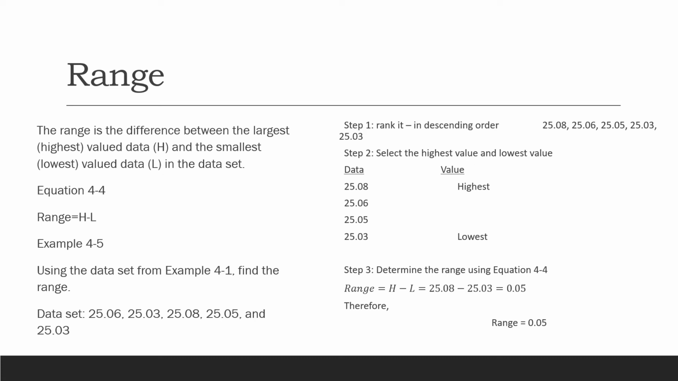Now how to get it? So the range is the difference between the largest and the smallest data in the data set. Equation, okay, we write it this way, range: highest minus lowest. We're going to use the same data set, we're going to rank it, get the highest, get the lowest, okay. Range, take the highest minus the lowest, and you will get 0.05, and that is your range. It's not that hard to calculate.